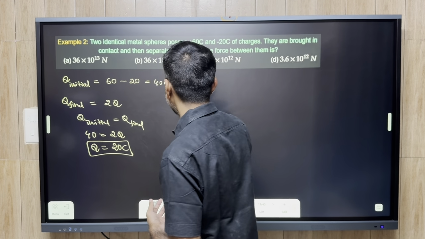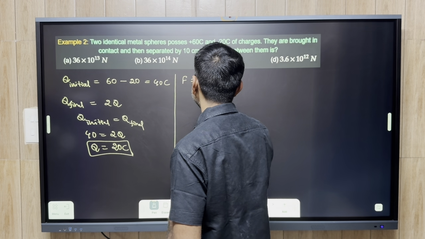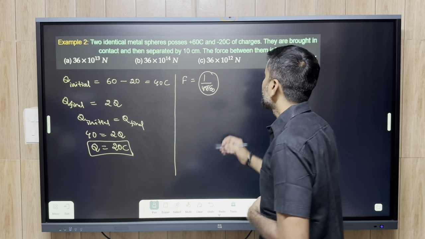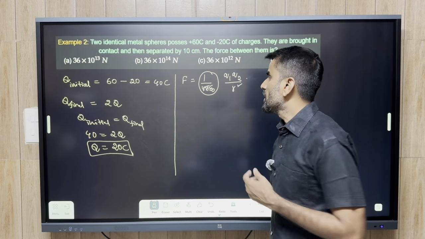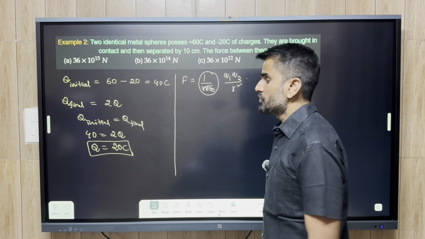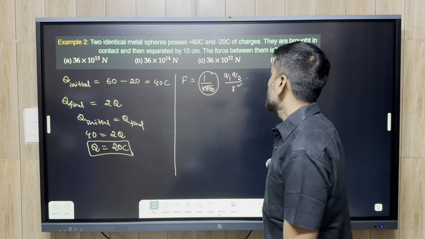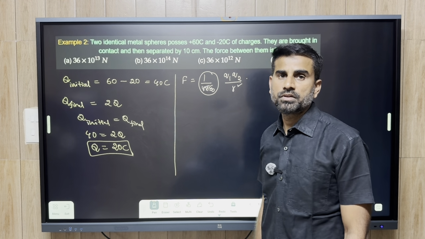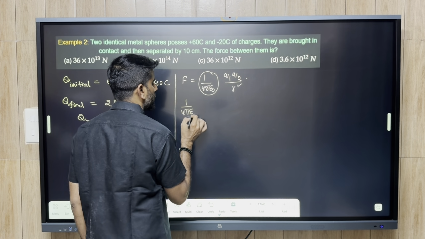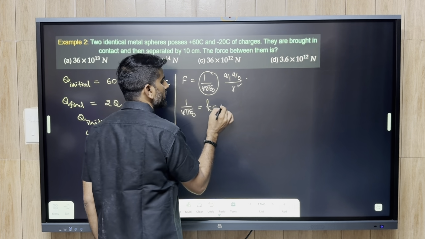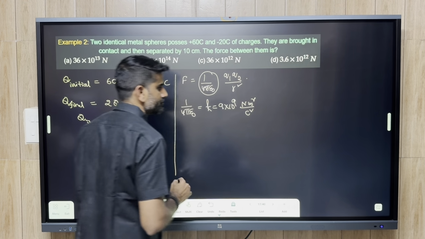We can use the formula of electric force from Coulomb's law, 1 by 4 pi epsilon naught, which we can write as constant K, times Q1 Q2 by R square. As I am given Q1 and Q2, which we already know, 20 and 20, R is 10 centimeters, and 1 by 4 pi epsilon naught, or simply small k, is equal to 9 times 10 to the 9 newton meter square per coulomb square.